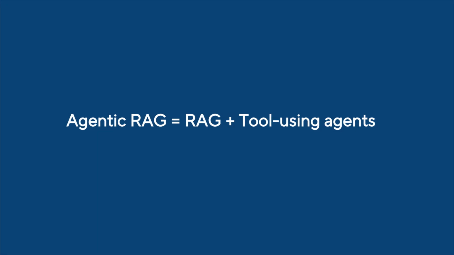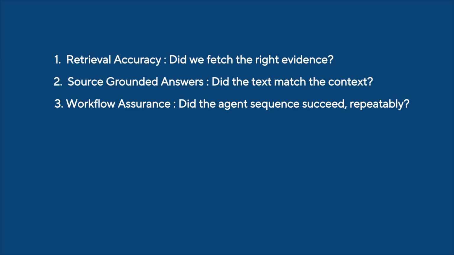So what's Agentic RAG really? Simply put, Agentic RAG is RAG with tool-using agents where the agent plans, retrieves, reasons, calls tools, and iterates. This means the test must cover both documents pulled and actions taken. The test objectives are to validate retrieval accuracy, source-grounded answers, and to assure multi-step workflow.